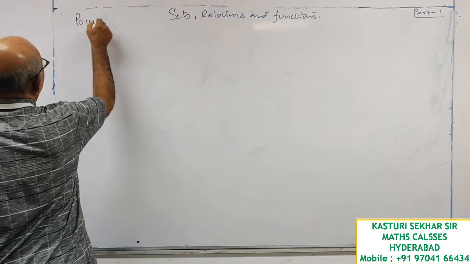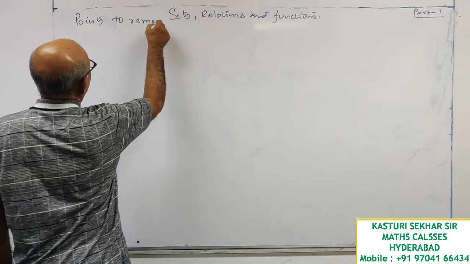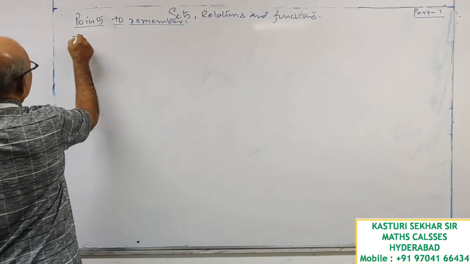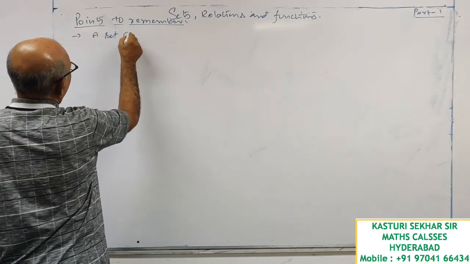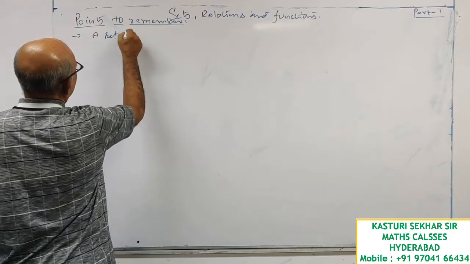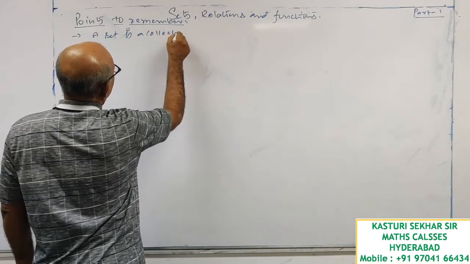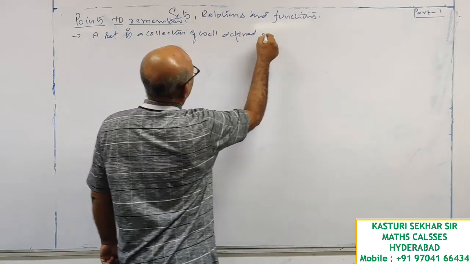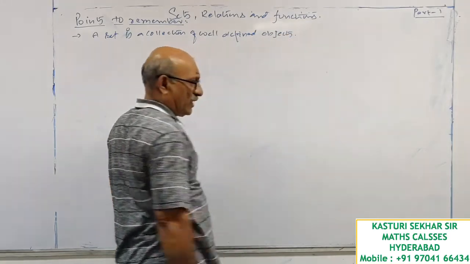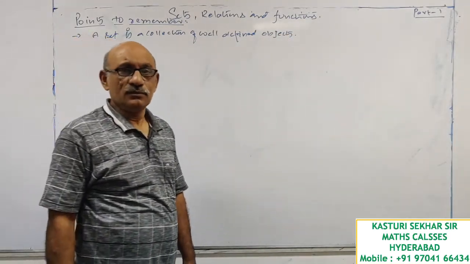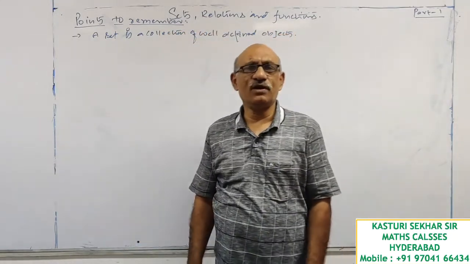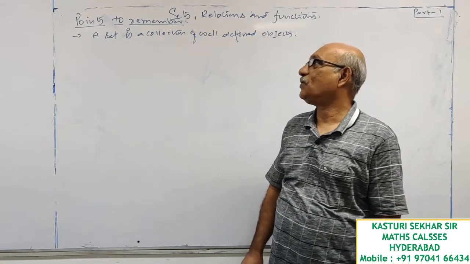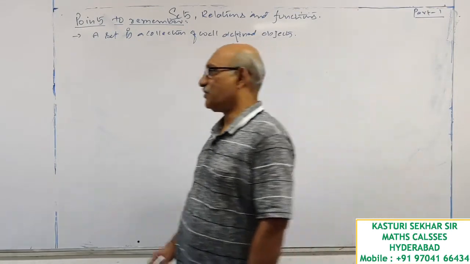Points to remember. First point, a set is a collection of well-defined objects. A set is a collection of well-defined objects. It may be numbers from 1 to 50, natural numbers from 1 to 50, or English alphabets, or anything you can say. It's a collection of well-defined objects.